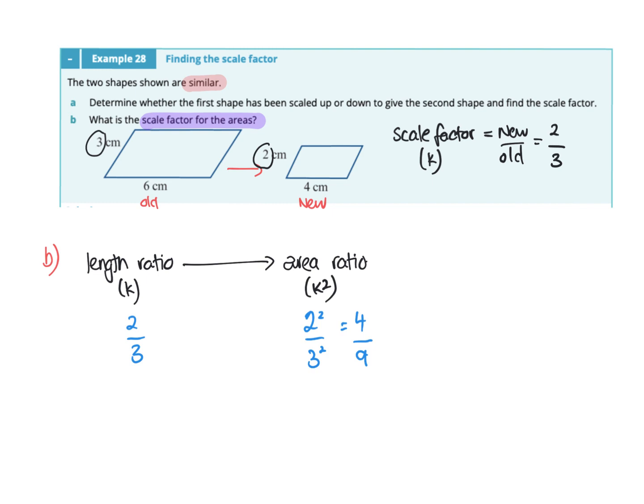So we did go smaller, didn't we? So we're going to have a smaller number. If you were writing the answer for that, because they said get the scale factor for the areas, you just write 4 over 9.